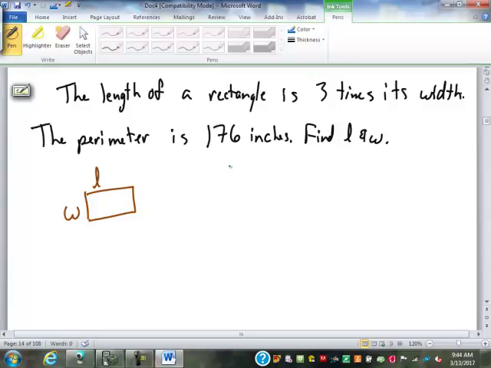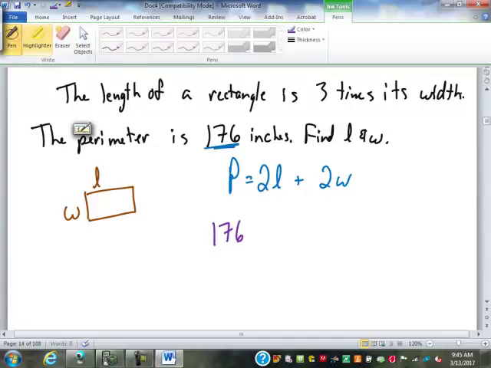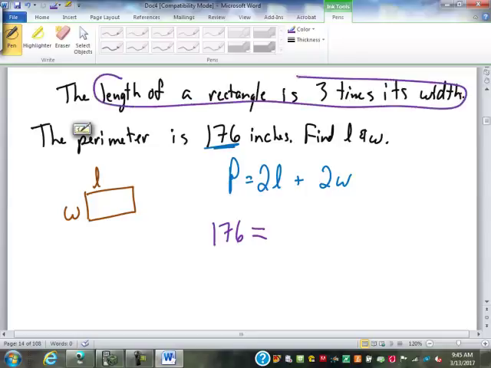Again, we'd have our formula, perimeter equals 2 times the length plus 2 times the width. I know the perimeter is 176. I'm going to put 176 in there. But I still have 2 variables, L and W. I have to get rid of one of them. So there's got to be a relationship between the length and width somewhere. What is it? Length is 3 times the width. So the length is going to be expressed as 3 times W.